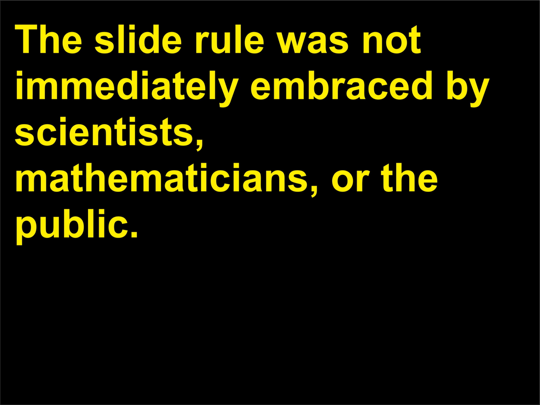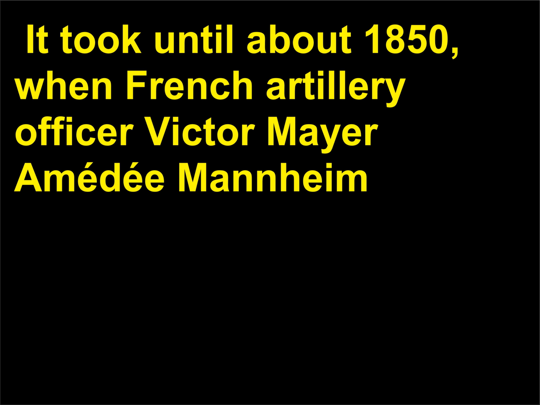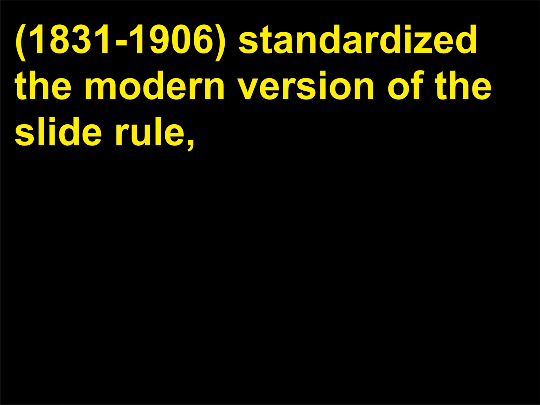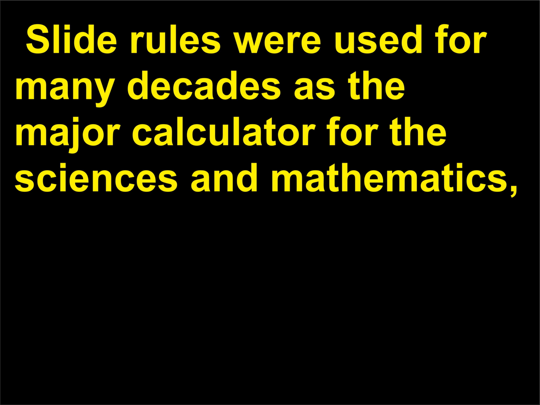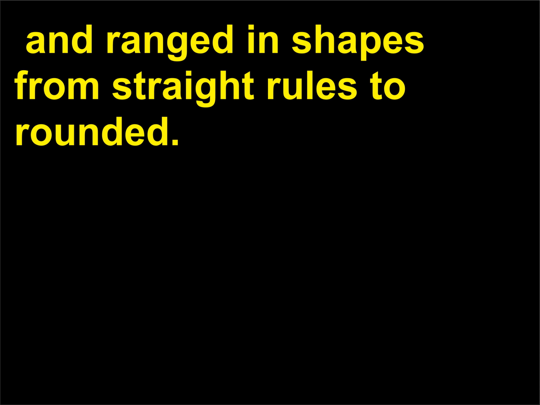The slide rule was not immediately embraced by scientists, mathematicians, or the public. It took until about 1850, when French artillery officer Victor Mayer Amédée Mannheim, 1831 to 1906, standardized the modern version of the slide rule, adding the movable double-sided cursor that gives the slide rule its familiar appearance. Slide rules were used for many decades as the major calculator for the sciences and mathematics, and ranged in shapes from straight rules to rounded.